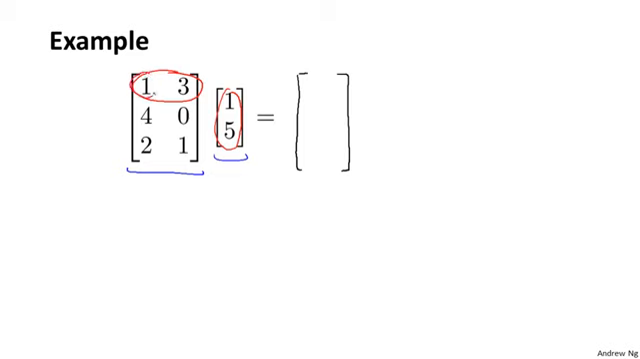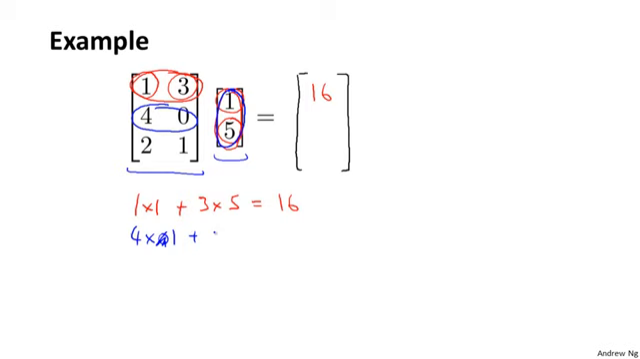I'm going to take 1 multiplied by 1 and take 3 and multiply by 5. And that's 1 plus 15, so that gives me 16. I'm going to write 16 here. Then for the second element, I'm going to take the second row and multiply it by this vector. So I have 4 times 1 plus 0 times 5, which is equal to 4. So I get a 4 there.